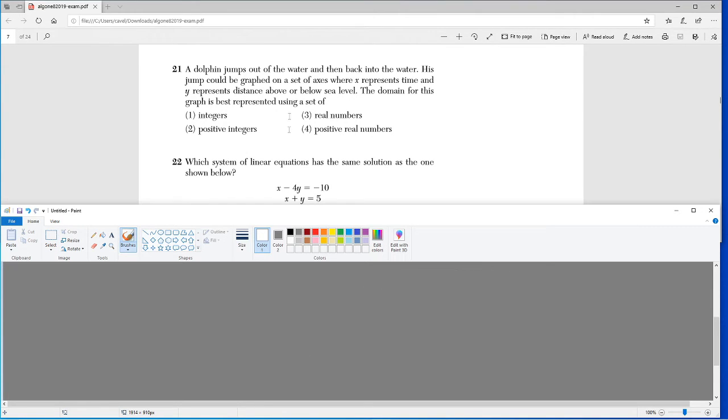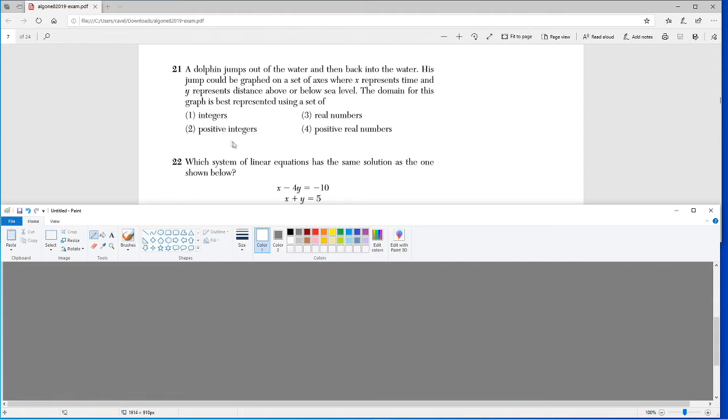A dolphin jumps out of the water and then back into the water. His jump could be graphed on a set of axes where x represents time and y represents above or below sea level. The domain for this graph is best represented using a set of. x represents time, so domain corresponds to input, which is the x, which is the time.